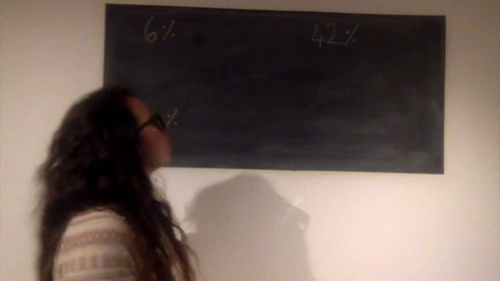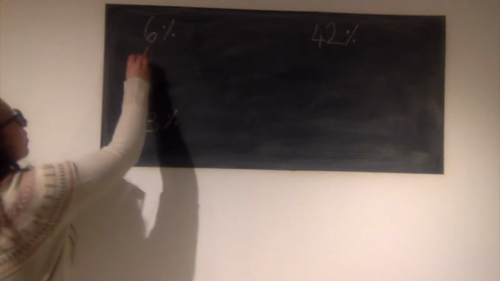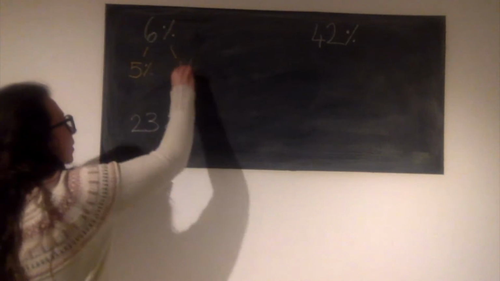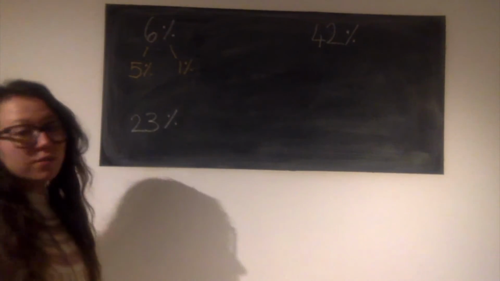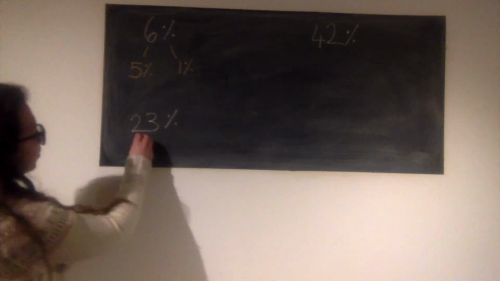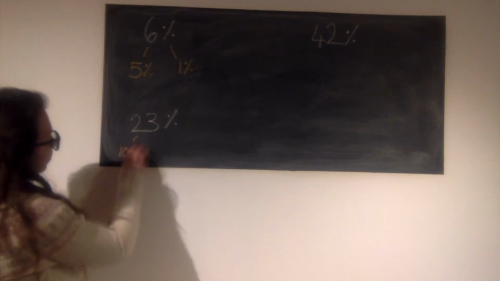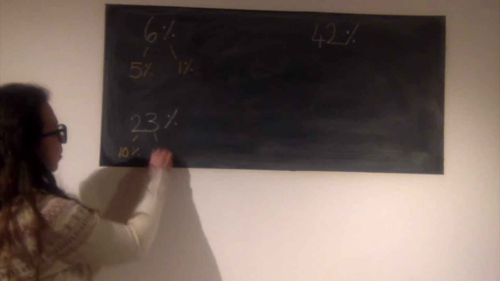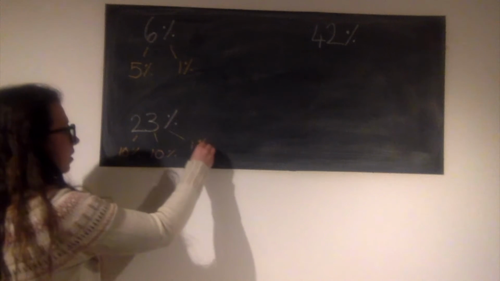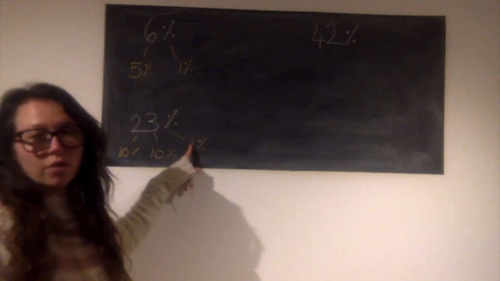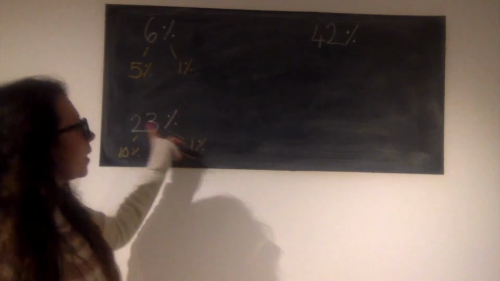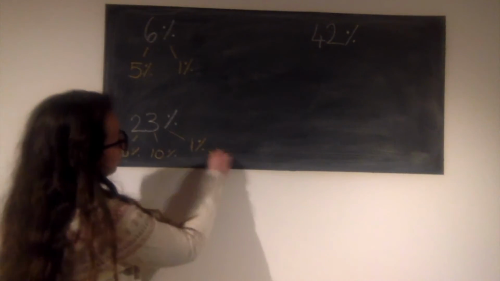Let's start off with 6%. I can make that with 5%, I know how to make 5%, and 1%, and I can add those together. Alternatively, I could find 1% and multiply it by 6. 23%, I can find 10%, that helps me to find another 10%, so it's 10%, 10%, and then 1%, 3 times. So if I find 1%, 2%, add them together, or 1% and times it by 3. So that gives me 23%. I'm just going to put times 3 there.